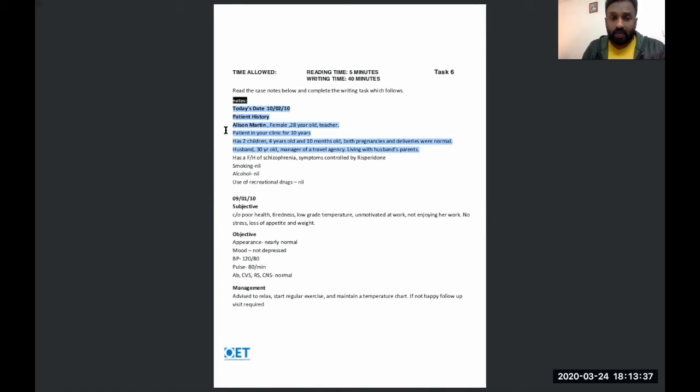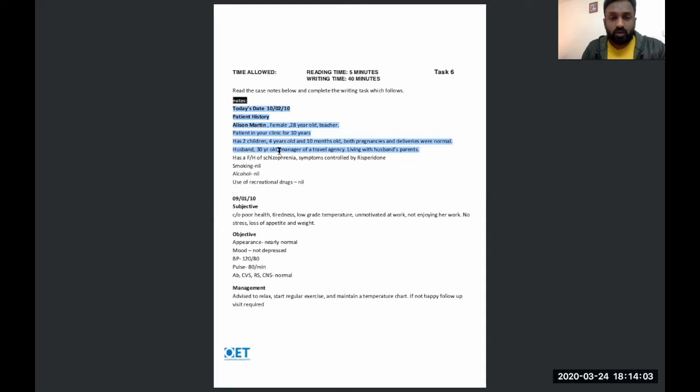Then you get to know the patient's name is Alison Martin. The gender of the patient is female, a 28-year-old teacher. We also got to know her profession. Presently in your clinic for the past 10 years. Now, if you're not writing to a GP or a family doctor or a known GP, then this information would always be important in any referral letter, since it tells how many years you have known the patient.